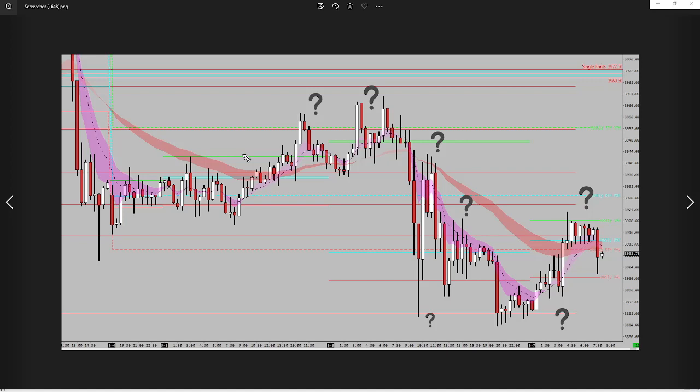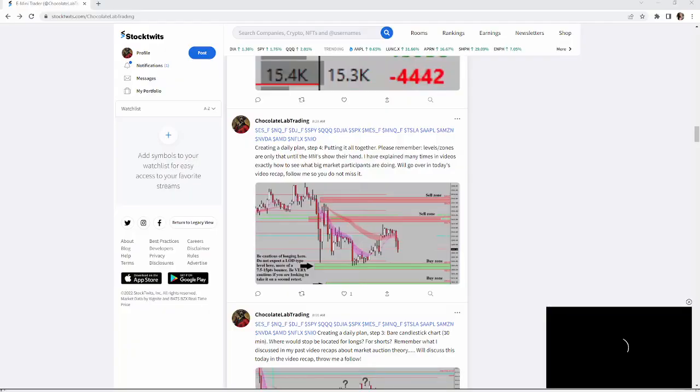And the last step of creating the daily plan was just putting it all together, and this is where I showed my daily plan. So I'll pull this up. So this was my daily plan going into the day. We'll start bottom and work our way up. Actually, I'll start from this first buy zone right here.